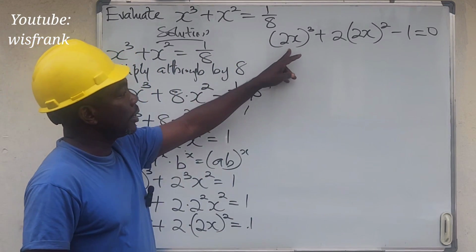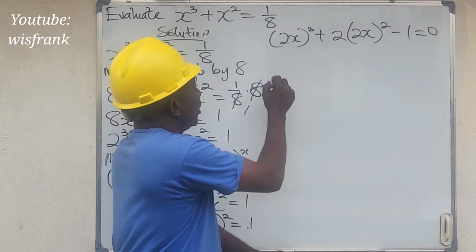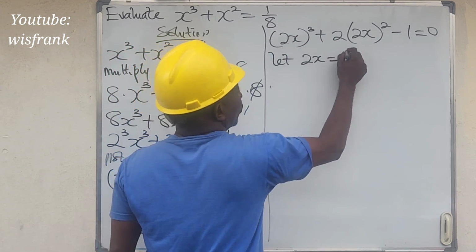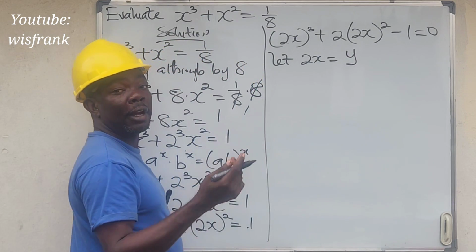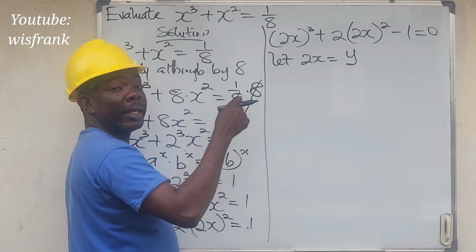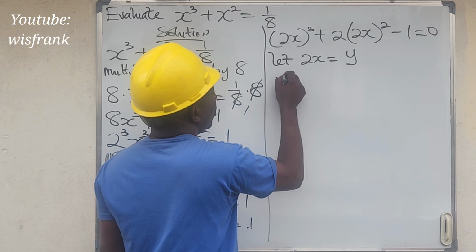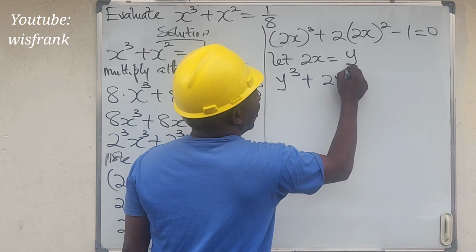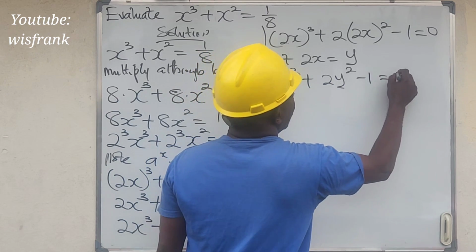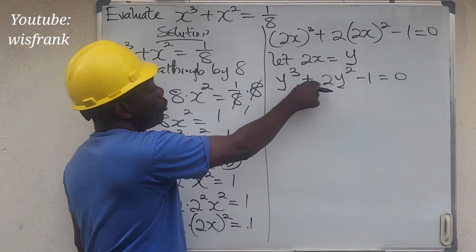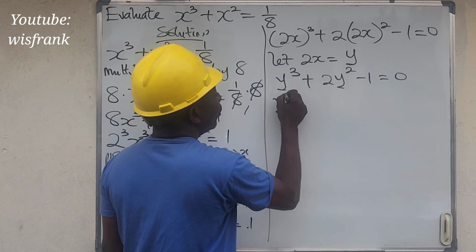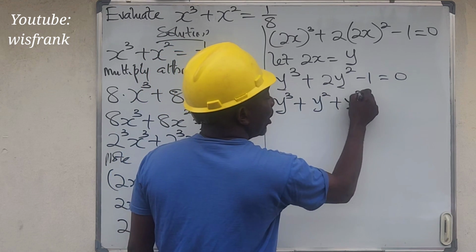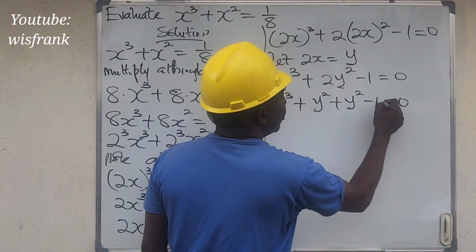You can see that in the parentheses we have 2x and 2x. So from here, we'll say let 2x equal y. We are going to substitute y in the place of 2x. So this will become y to the power of 3 plus 2y to the power of 2 minus 1 equals 0. So here, because we have 2y squared here, this can be written as y to the power of 3 plus y to the power of 2 plus y to the power of 2 minus 1 equals 0.